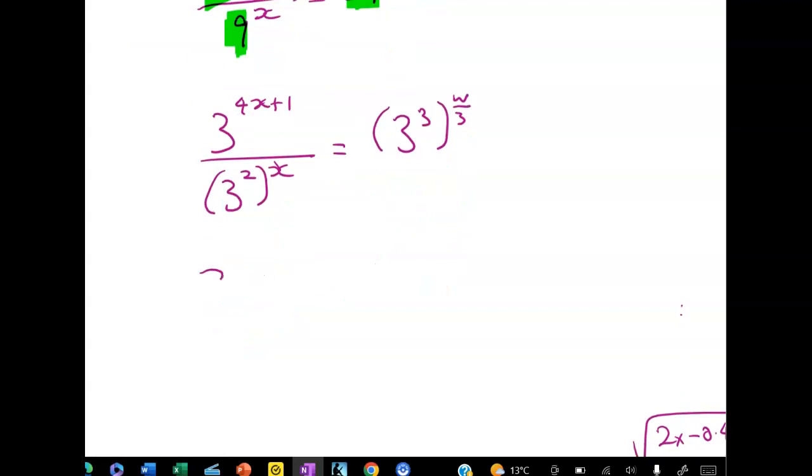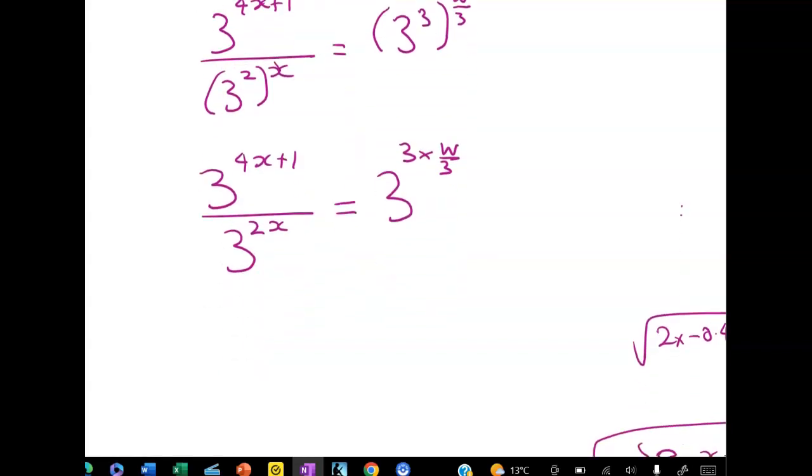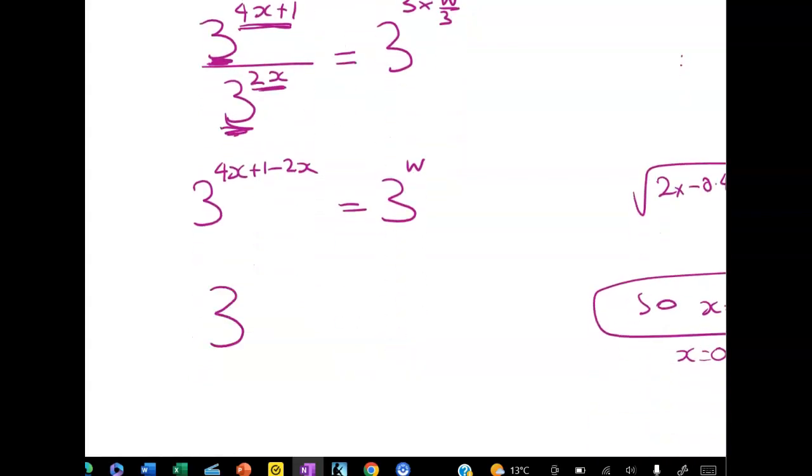Now, working really slowly again, this gives me 3 to the power of 4x plus 1 divided by 3 to the power of 2x. And here, this is going to equal 3 to the power of 3 times w over 3. And I can simplify quite a lot here. I've got the same base here now, so that means I can subtract these powers, giving me 3 to the 4x plus 1 minus 2x. And on this side, I've got 3 to the power of w. That gives me 3 to the power of 2x plus 1 equals 3 to the power of w.